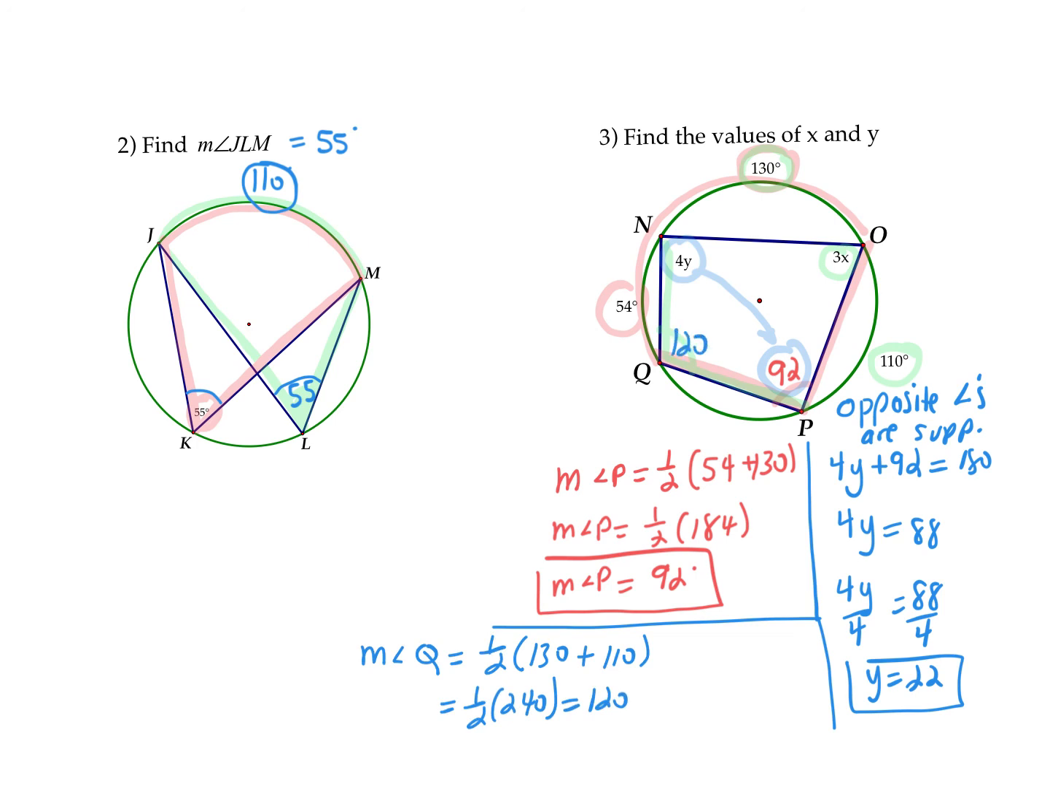Again, we're using our theorem that says the opposite angles of a quadrilateral inscribed inside of a circle are supplementary. So now we can set up the equation 3x plus 120 equals 180. Subtract 120 from both sides, and we end up with 3x on the left and 60 on the right, and then divide by 3, and we get x is equal to 20. Okay, and that's the final answer.